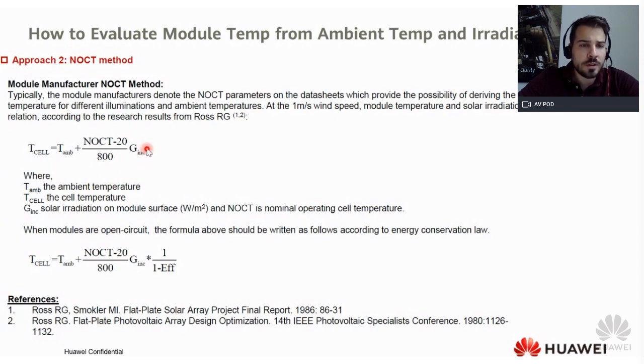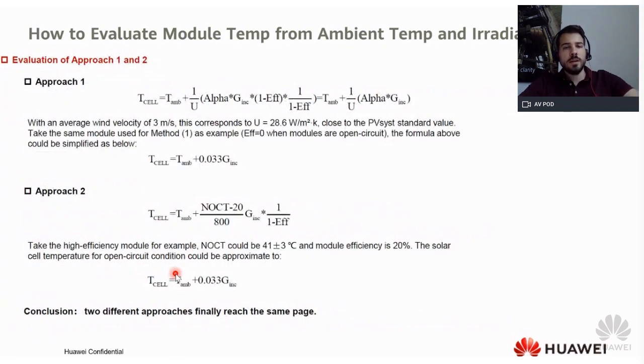And also the solar irradiance. And again, we have to use the energy conservation law for open circuit voltage. So we introduce the efficiency, which is the efficiency of the panel. And if you take one example with one panel, as I mentioned, we will introduce the U number as the following, that corresponds to 3 meters per second velocity of wind.